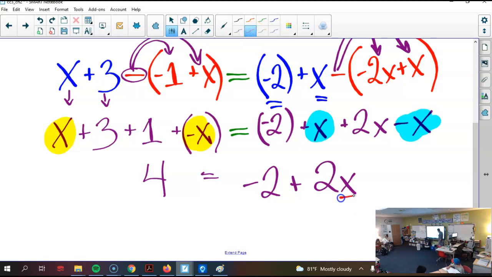How do I get x by itself? Undo what has been done to it. Should I undo the 2 first? Guys, give me your eyes up here. This is a trapdoor.